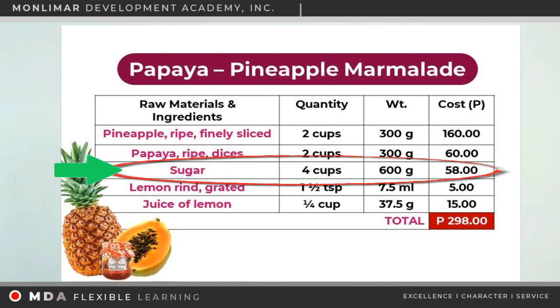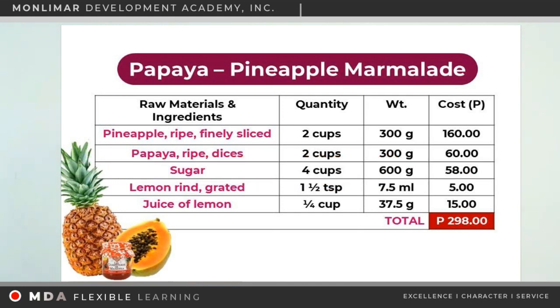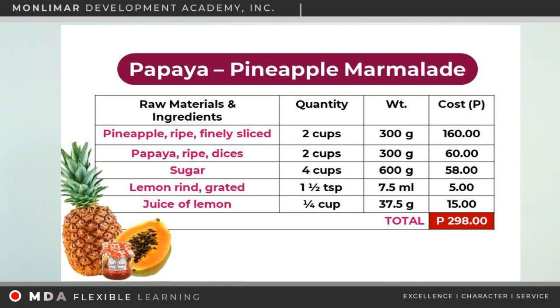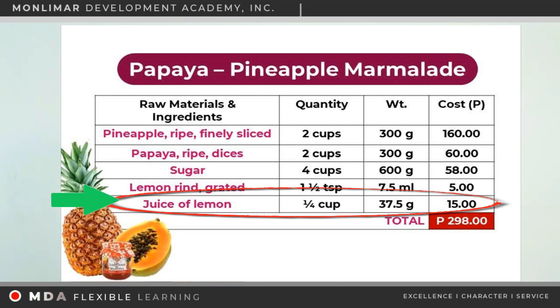Next, for the sugar, we need 4 cups. It weighs 600 grams and costs 58 pesos. For the lemon rind, we need 1 1/2 teaspoon and it weighs 7.5 ml and costs 5 pesos. And lastly, for the lemon juice, we need 1/4 cup. It weighs 37.5 grams and it costs 15 pesos.